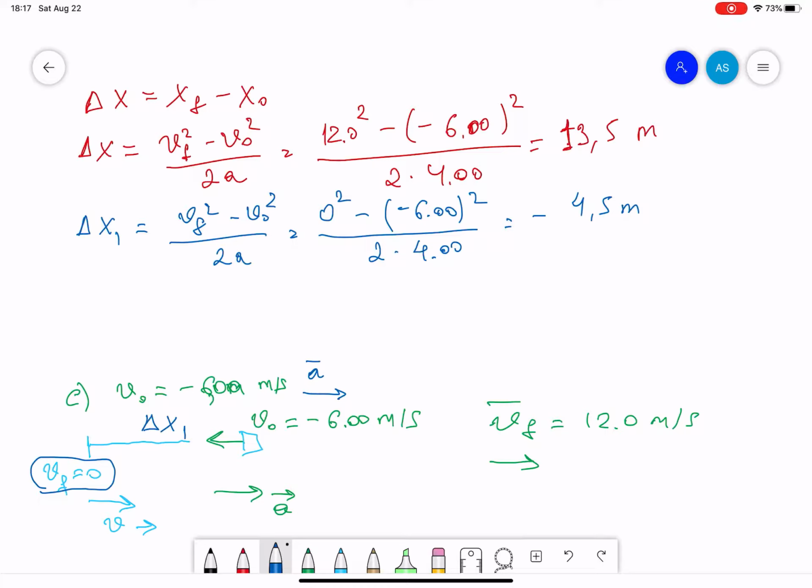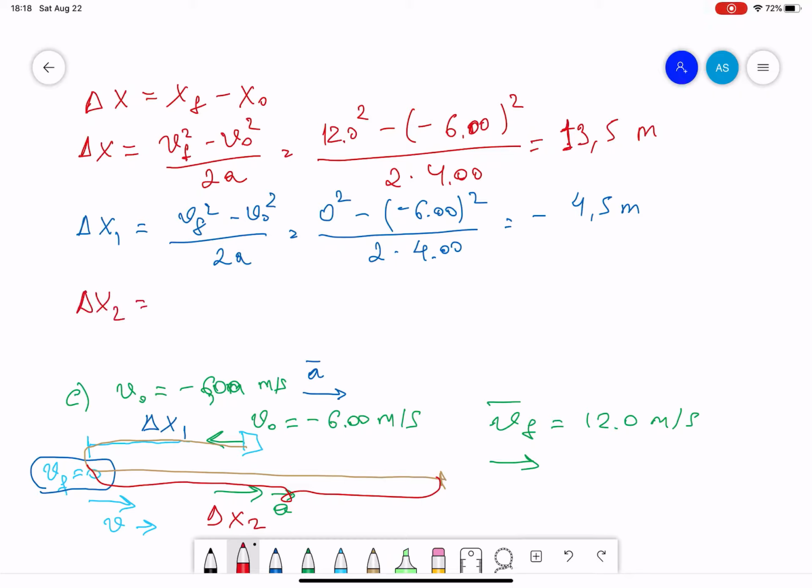Now we want to find the total distance. Total distance means the object started from here, stopped, and then went a certain distance. So we want to find delta x1 and delta x2, and then we sum them. But again, a distance has to be always positive, whereas displacement can be negative, positive, or 0.